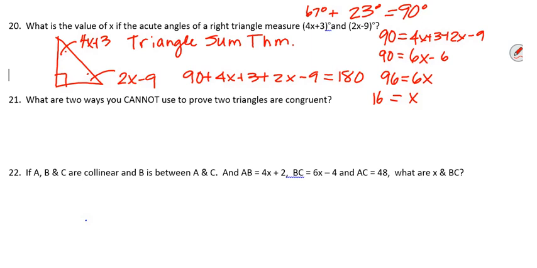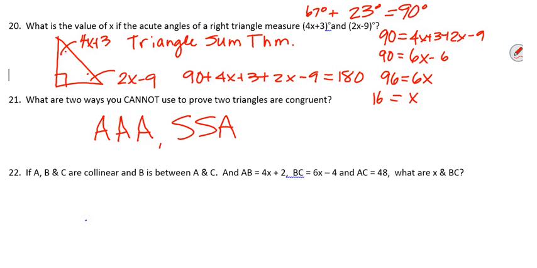So number 21 says, what are the two ways you cannot use to prove that triangles are congruent? That would be angle, angle, angle, or side, side, angle. Remember, you can't have two S's together unless there are 3 of them.